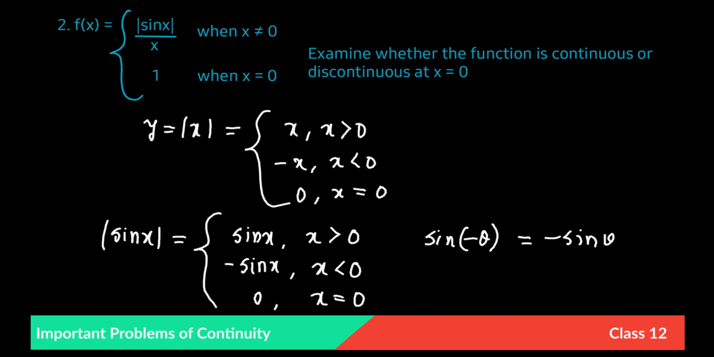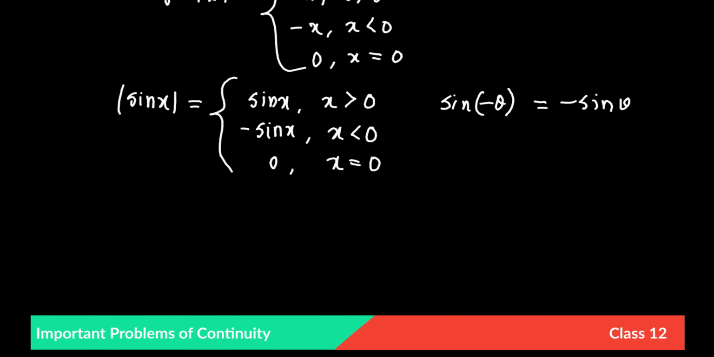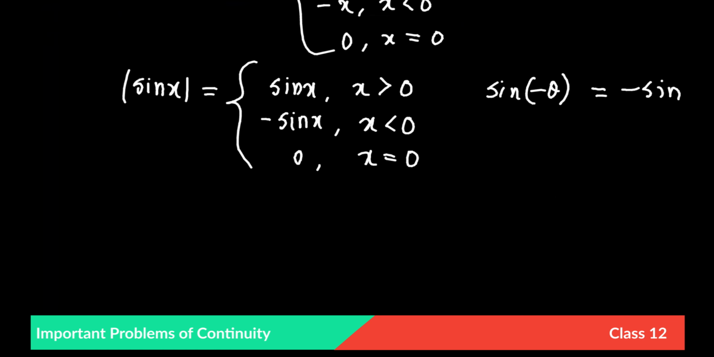It is given f(x) equals mod sin x by x when x is not equal to 0, and 1 when x equals 0. Examine whether the function is continuous or discontinuous at x equals 0. Here we have to find the LHL and RHL separately so that we can determine whether the function is continuous or discontinuous. So let us take the LHL first, the LHL of f(x) at x equals 0.